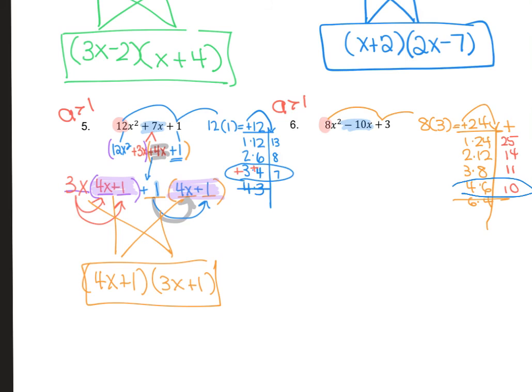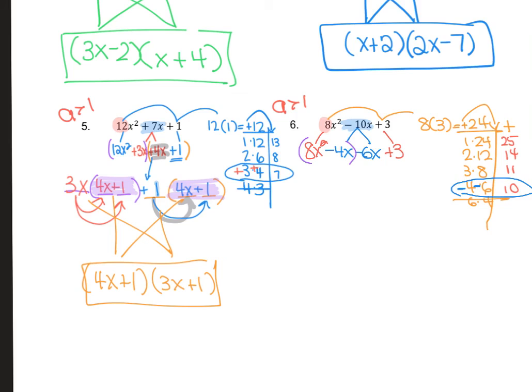So here's our 10. Now we want negative 10. So we want this negative 4 and this negative 6. They both have to be negative in order to get negative 10. So when we break this up, we're going to write negative 4x minus 6x. They both have to have an x because our middle term has an x. They have to have like terms. So now we bring down the 8x squared and the plus 3.